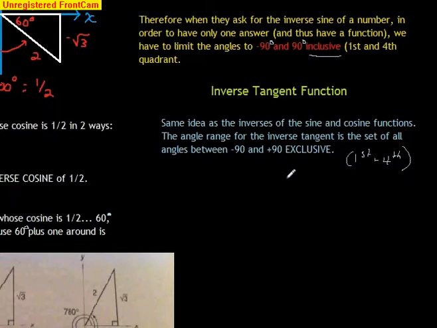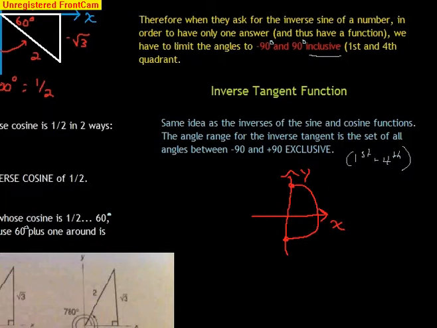+90, exclusive. So when we're talking tangent here, it's just going to be this range between here and here. And it's exclusive because you're going to get undefined at -90 and 90. So it's only going to be the angles within here, the first and fourth quadrant.